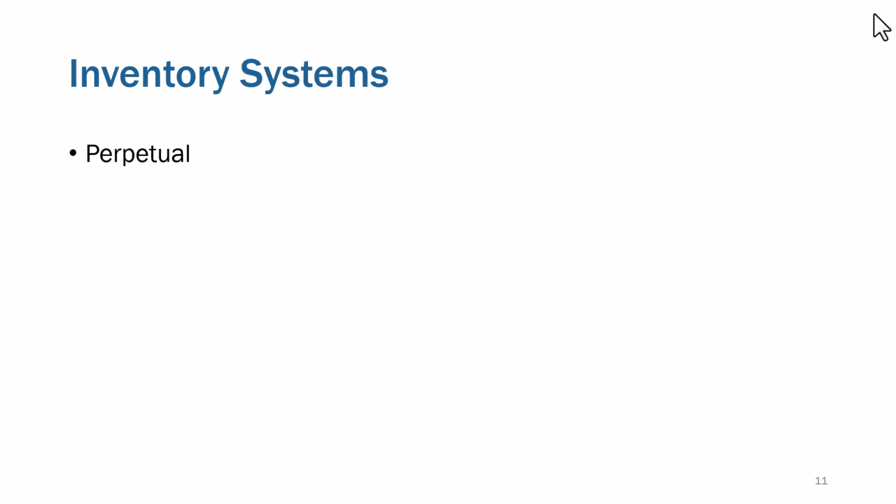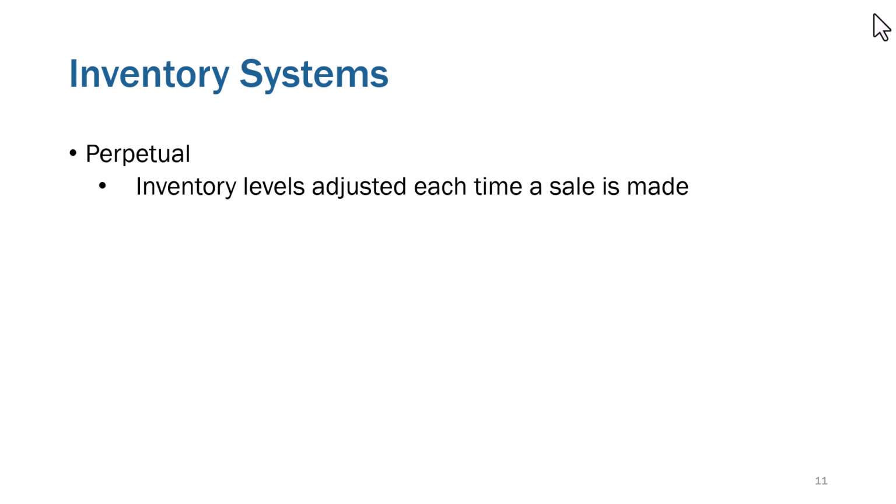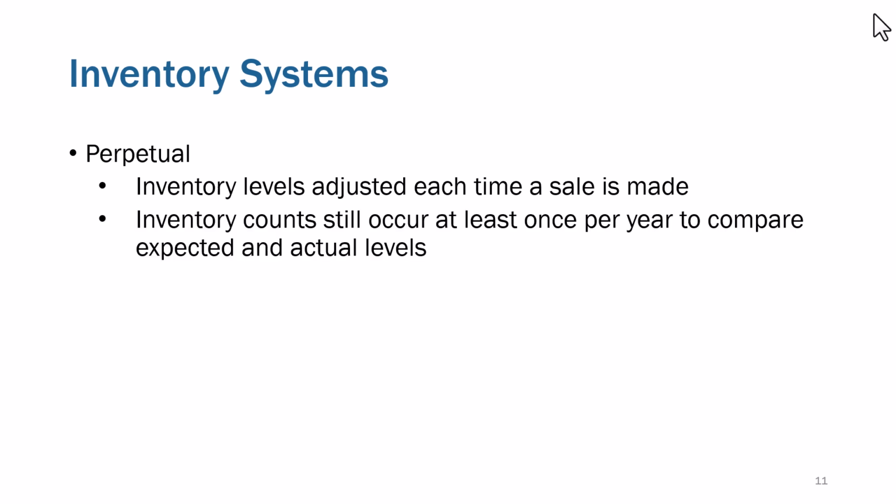Now, inventory systems. In a perpetual system, inventory levels are adjusted each time a sale is made. Most established companies, small, medium size, big size, once they get rolling, are going to use a perpetual system. So at any point in time, they know how much inventory they have. They still have to count their inventory at least once per year to compare what their systems show versus what they actually have. Sometimes they could have shipped the wrong amounts, or had some stuff that was stolen or scrapped. So they need to count it to true up their inventory levels at the end of each year.